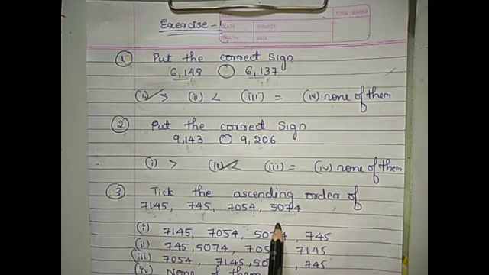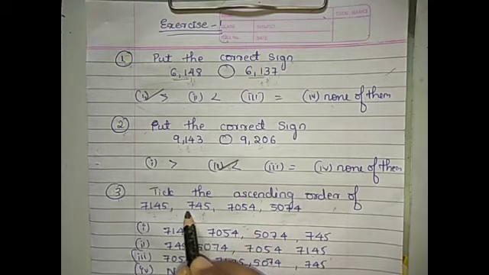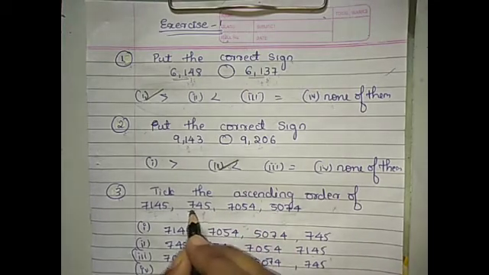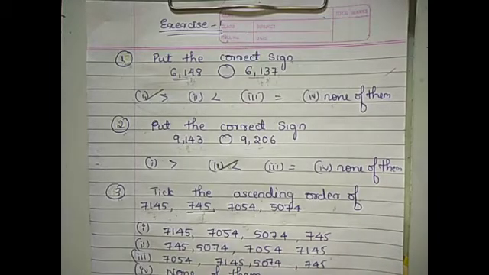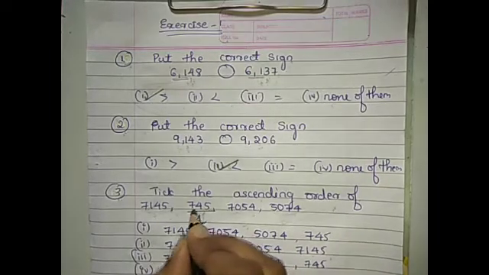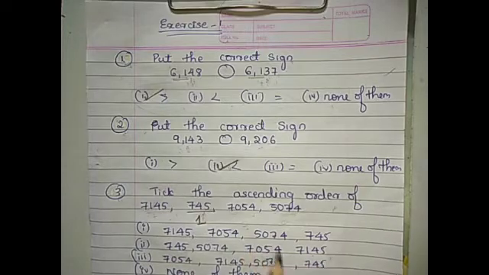If a number has more digits, then that number is the greatest number. So here 4 digit numbers are greater than the 3 digit number. So 745 is the smallest number. So the first smallest number is 745.